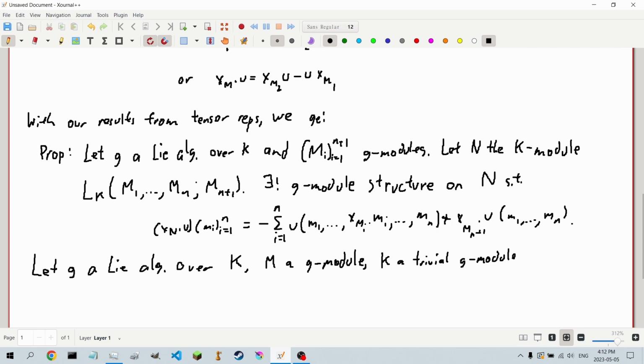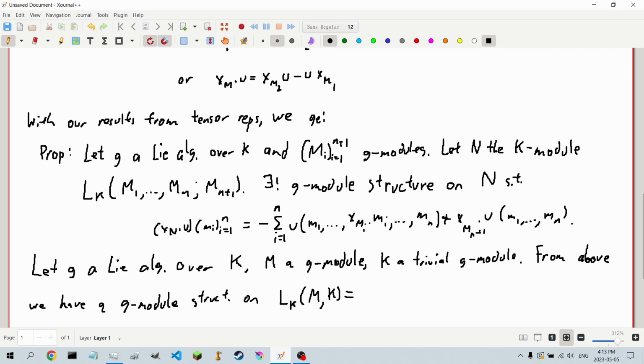Then from the previous proposition, we have a G-module structure on the K-linear maps from M to K, which is the dual space of M.